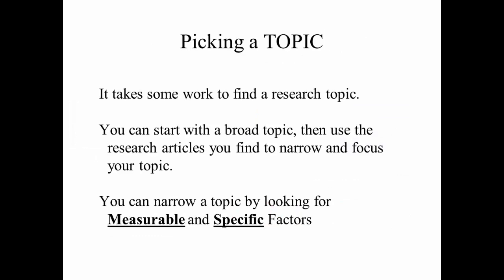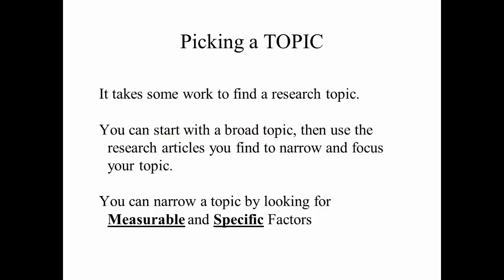When starting a literature review, picking a topic might be one of the hardest steps in the process. Finding the right topic for a literature review does take some time. Sometimes your topic is going to be too narrow and there's not going to be enough research out there to find and write a literature review. Or your topic might be too broad and you're going to have to narrow it down and focus it. My advice is to start with a broad topic, and then you're going to use the research articles that you find to help narrow and focus your topic.